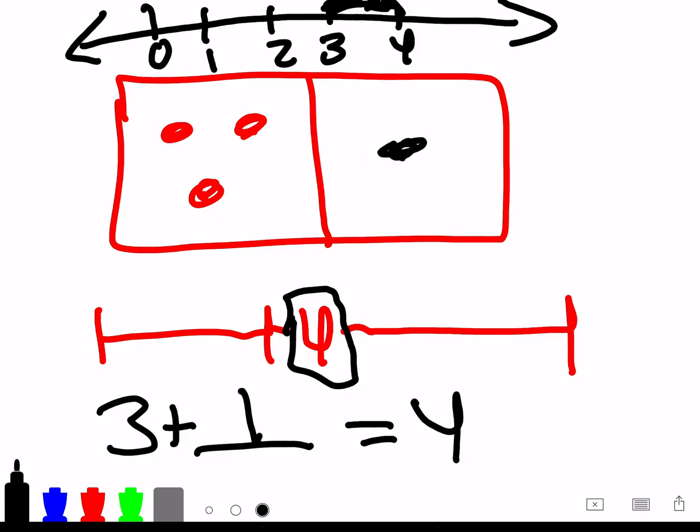And if you're not sure about using the number line, let's count how many dots we have together. We should have our whole number as the answer. 1, 2, 3, 4. And we both have matched the number 4, so we did that problem correctly. Let's try another one, for example.